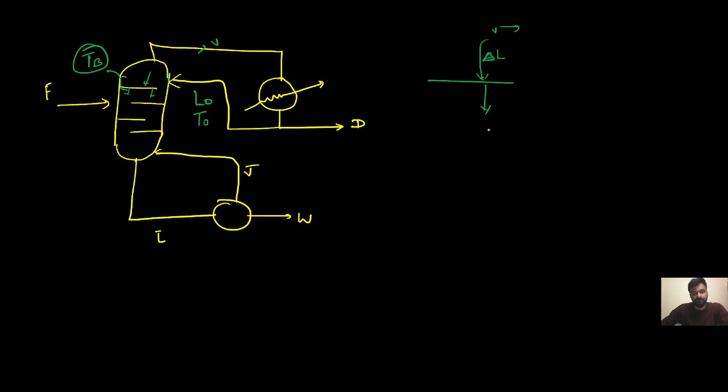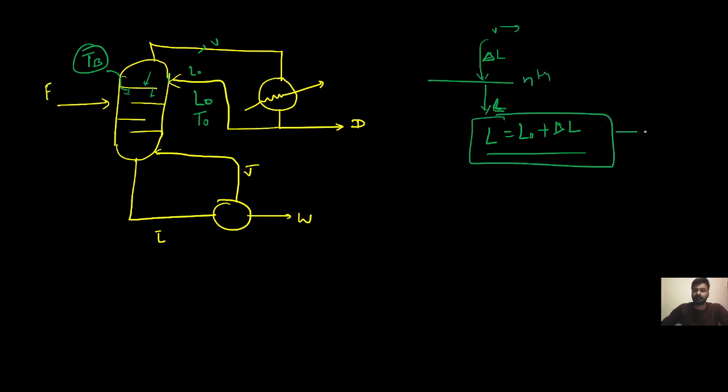So here what will happen? L is equal to L naught plus delta L. So this L naught will be coming to the distillation column, and again this vapor is also getting condensed. So this total L will be at this particular plate. Any nth plate, I am assuming this is the nth plate. So L is equal to L naught plus delta L, right? I am assuming this is equation one. So this is the material balance.